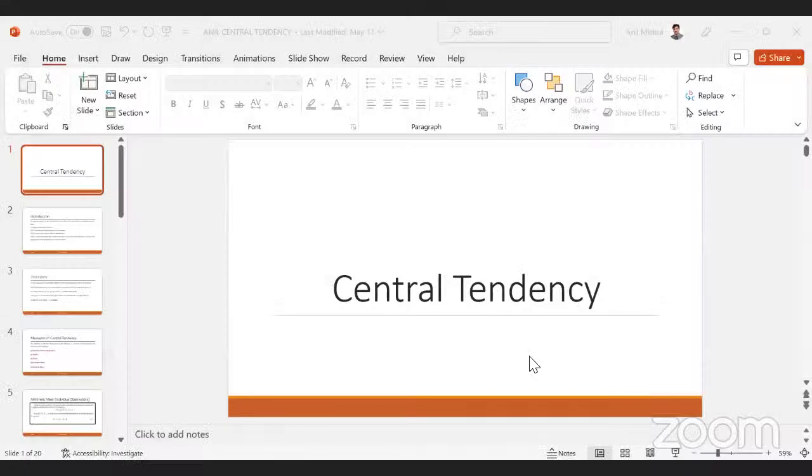And let me share the slide first of all. Thereafter, you have to move to explaining the whole things about it. Let's say central tendency. I have to share the things to you. I think it is visible to all of you. Yes, yes. That's right.